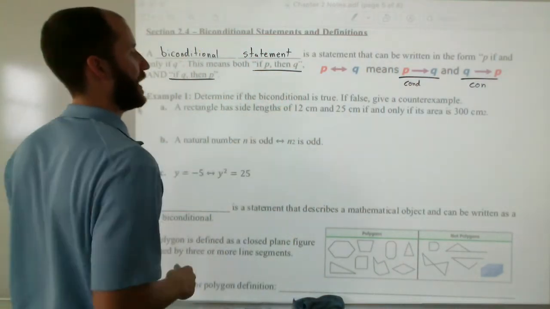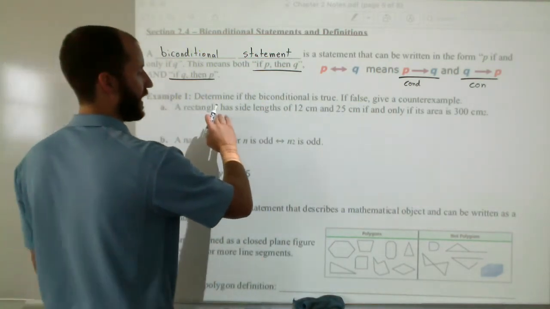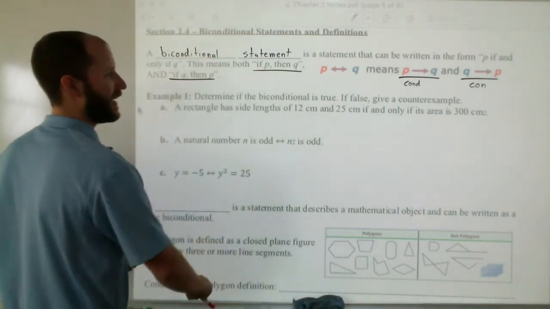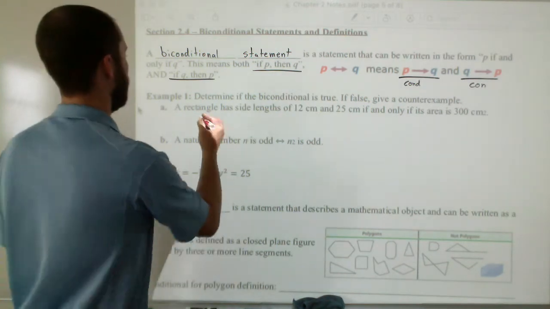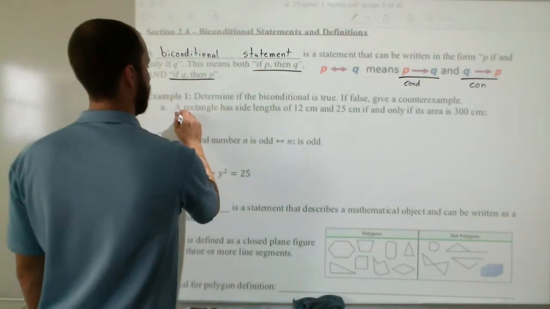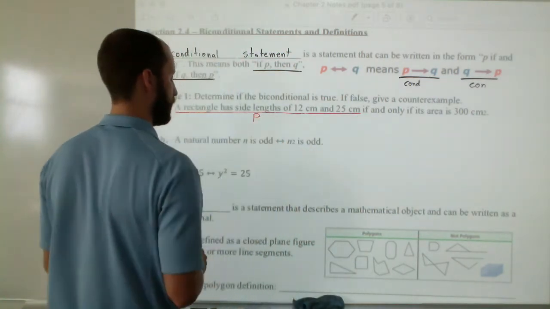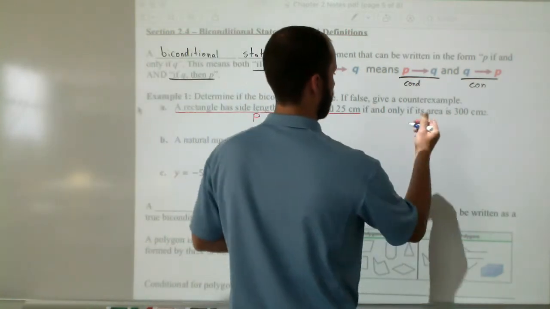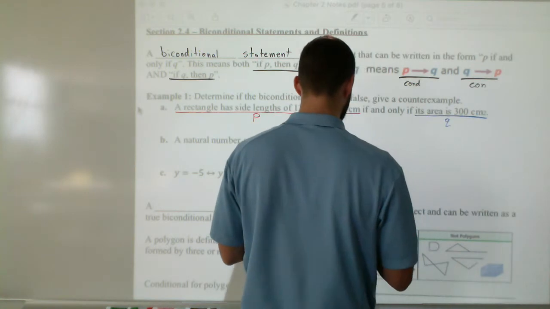So determine if the biconditional is true. If false, give a counterexample. A rectangle has side lengths of 12 centimeters and 25 centimeters if and only if its area is 300 centimeters squared. So we have side lengths of 12 and 25, that's P. And then we have its area is 300 centimeters squared, that is Q.